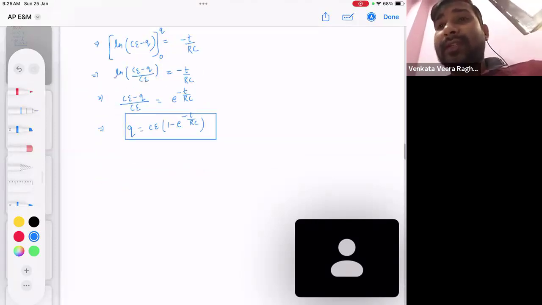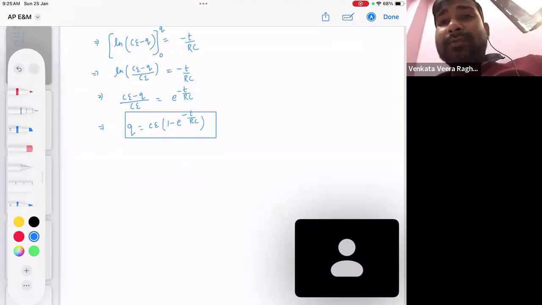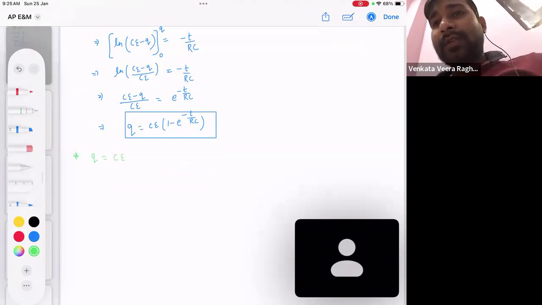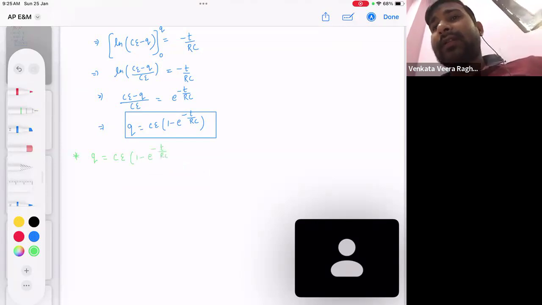Please tell me, is it clear about the charge on the capacitor as a function of time? So now let's discuss a few things about the RC circuit. What is the charge? We got it: Q equals CE into 1 minus e to the power minus t by RC.